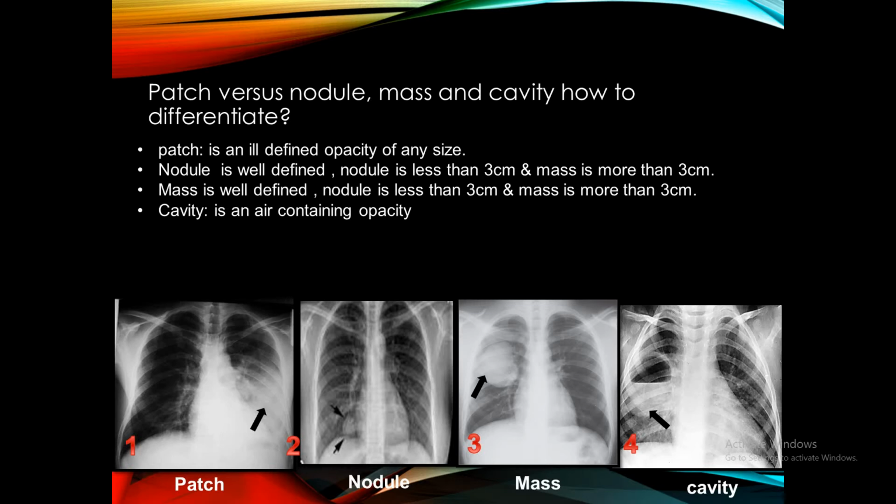The chest X-rays down in this slide are showing patch in chest X-ray number 1, nodule in chest X-ray number 2, mass in chest X-ray number 3, and cavity with air fluid in chest X-ray number 4.